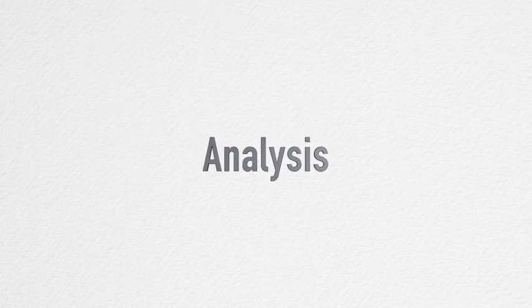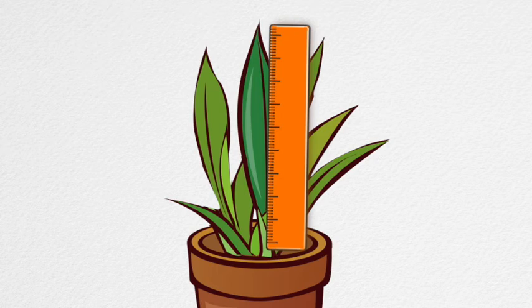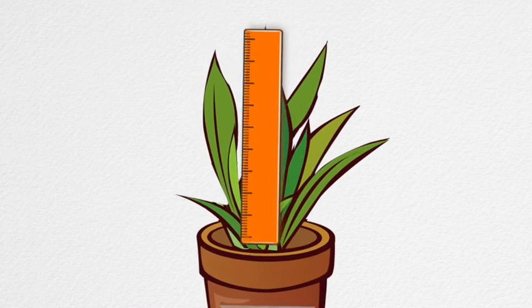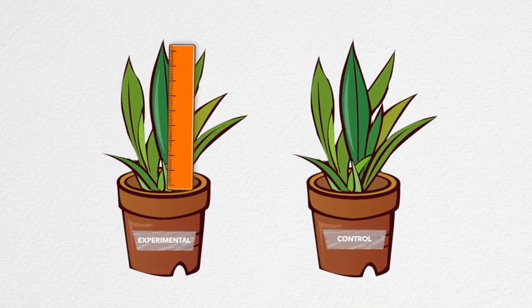Analysis. To find change in length, you will essentially measure the height of the plant from the base all the way to the tip of the plant. You will do this for both the control group and the experimental group on day 1 and on day 10.